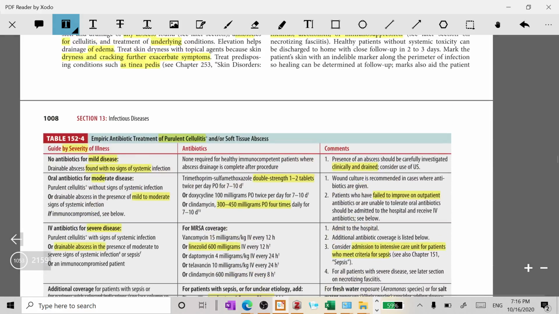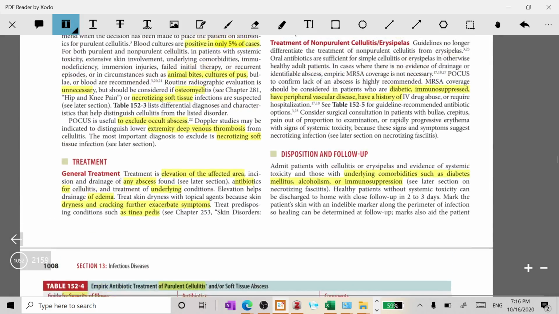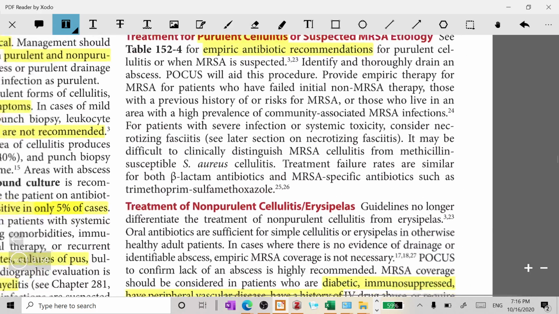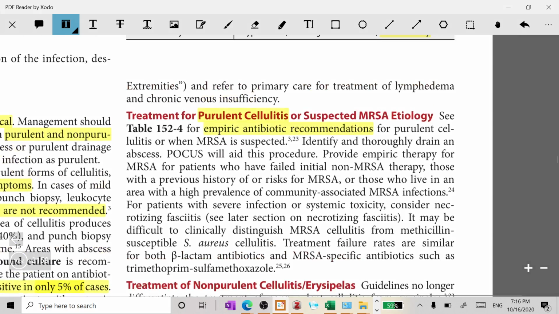This is the empiric antibiotic treatment given in purulent cellulitis. We will continue with the paragraph. We have covered the antibiotic section thoroughly.